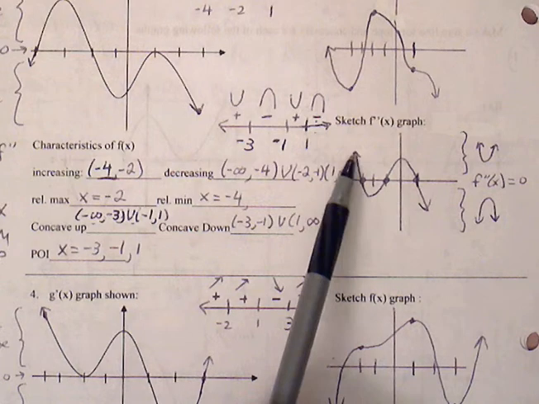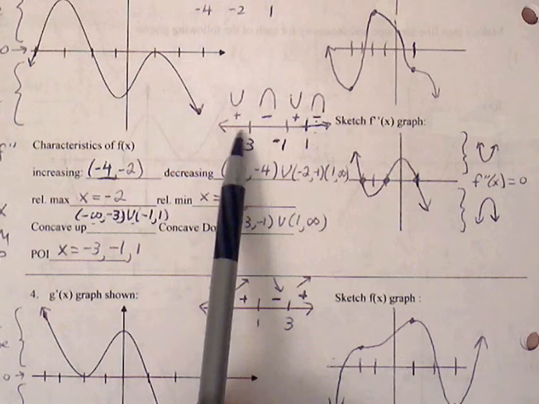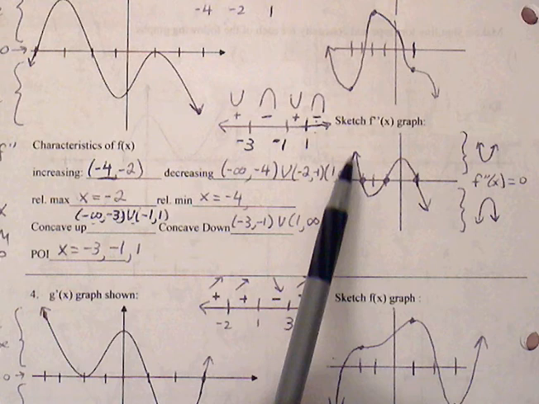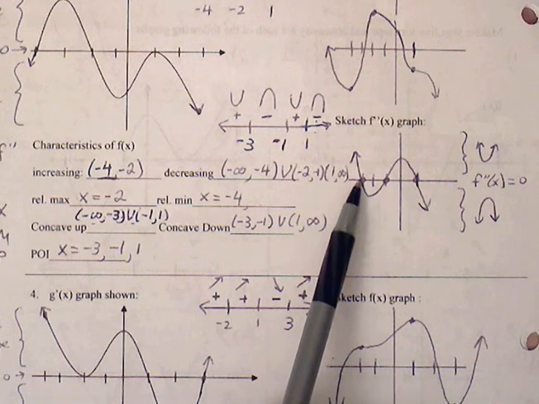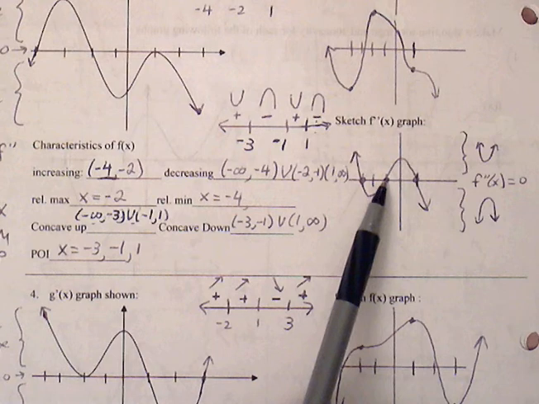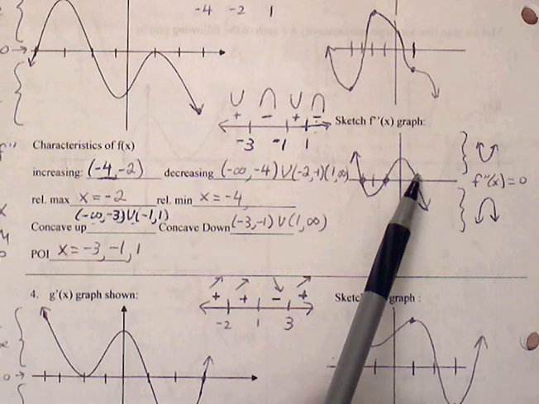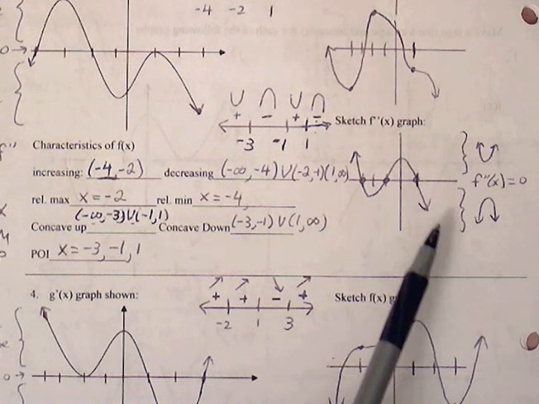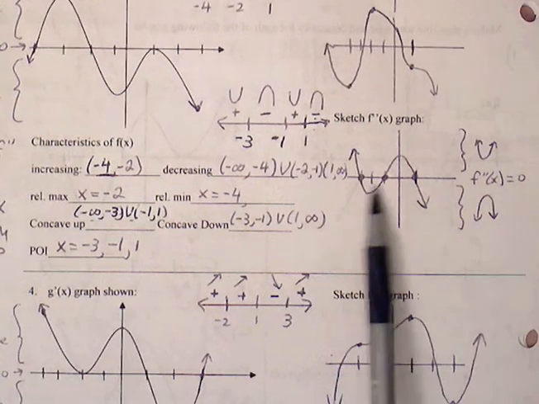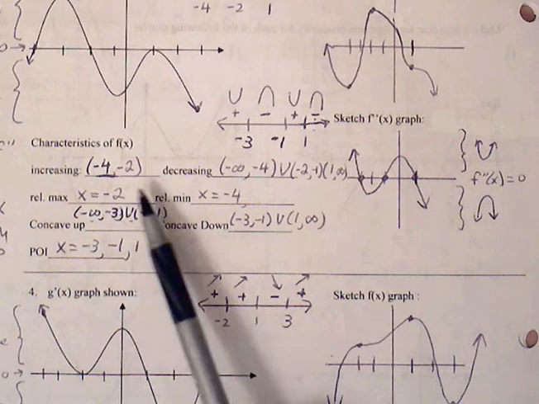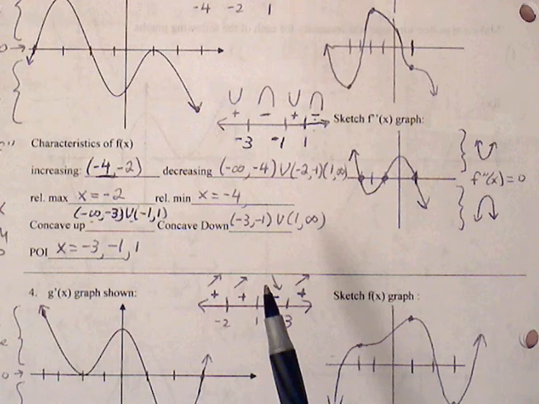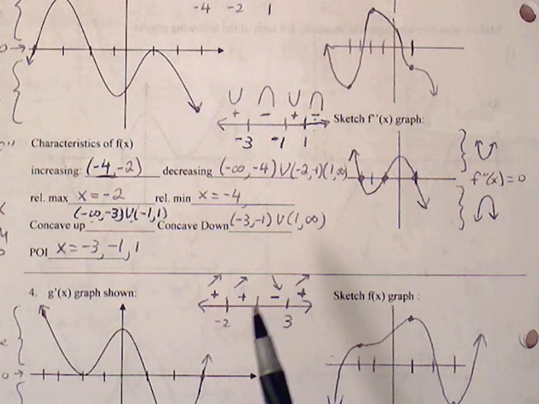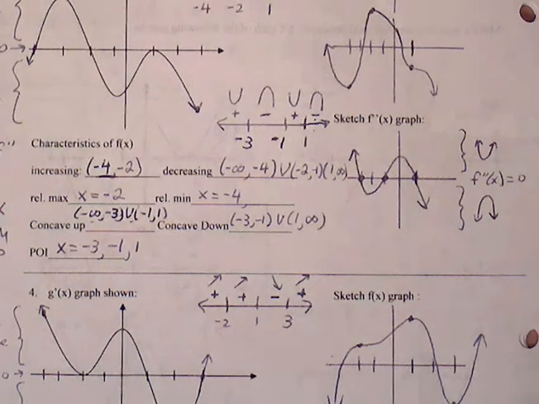So the first part, to the left of -3, is concave up. We want the graph to be above the x-axis. Between -3 and -1, we want the graph to be concave down, so below the x-axis. Above, between -1 and 1, and then below to the right of 1. Now, based off of this, we can fill in the characteristics of our function, of our slope, as well as our concavity.